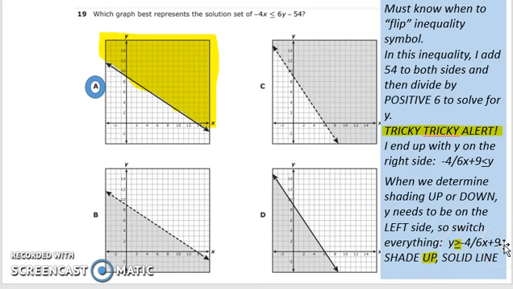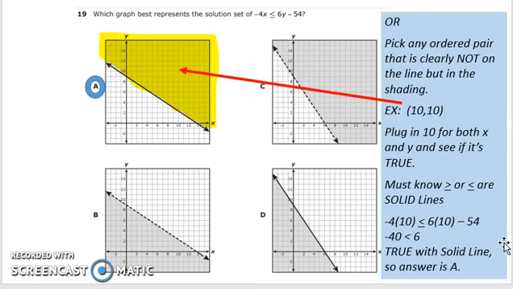So we have a y-intercept of 9, which A has. We're shading up because of the greater, and it is a solid line, not a dashed line. So they were trying to pull a fast one on us, but we can handle this one. Okay. Another way you could do this is you can pick an ordered pair from the shading part.